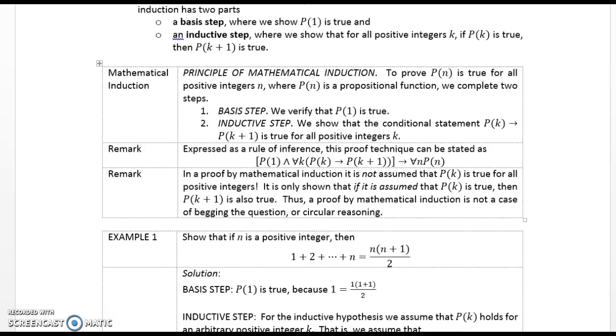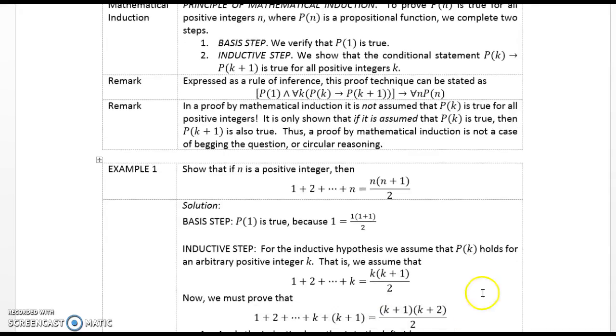Mathematical induction. The principle of mathematical induction: to prove P of n is true for all positive integers n, where P of n is a propositional function, we complete two steps: the basis step, where we verify that P of 1 is true, and an inductive step, where we show that the conditional statement P of k implies P of k plus 1 is true for all positive integers k. Expressed as a rule of inference, this proof technique can be stated as P of 1, and for all k, P of k implies P of k plus 1, implies for all n, P of n.